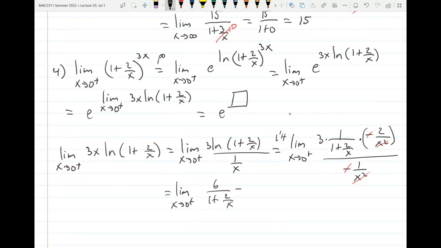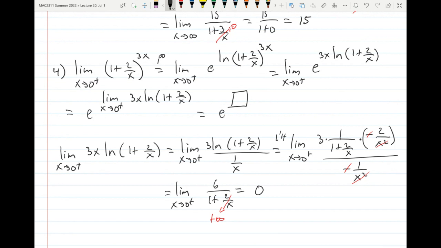Okay, so when you take the limit, this part right here goes to 0. Nope, doesn't go to 0. So let's see, this part right here goes to infinity. It's different. Remember, this limit is x approaching 0 from the right. So this part here goes to positive infinity. So the denominator is infinity, so 6 over infinity, that's a 0. Okay, so this limit is 0.